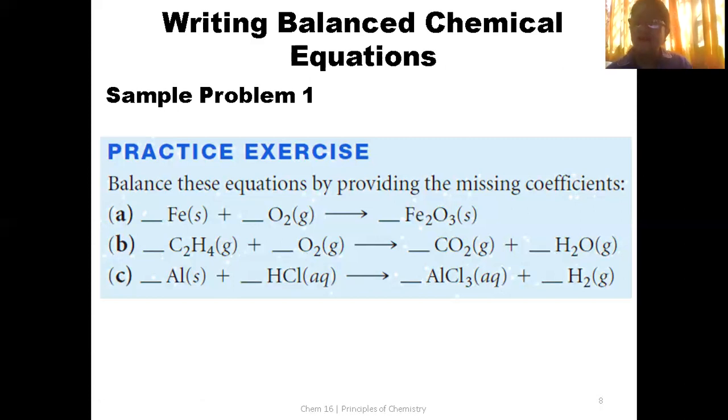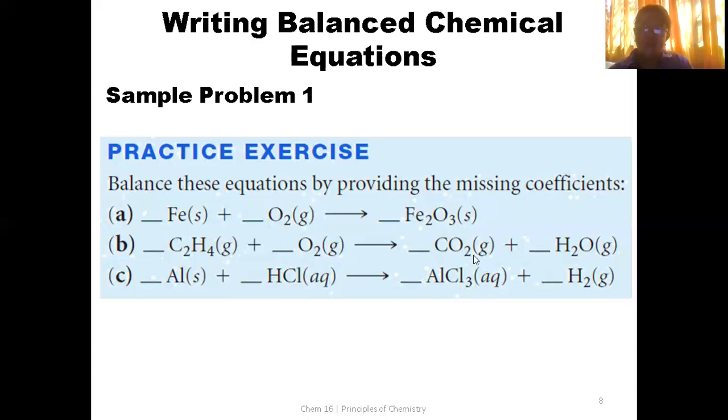You look into the unbalanced element in the reactant or in the product. The first thing you are going to do is look into the unbalanced element. Where is the unbalance? Look, the chlorine is 3. But if you put a 3, what will happen? Your hydrogen will be 3. Too many. So make it into a whole number.